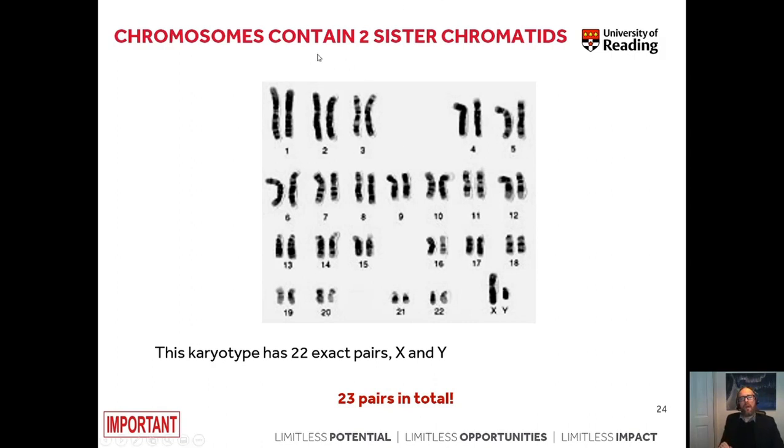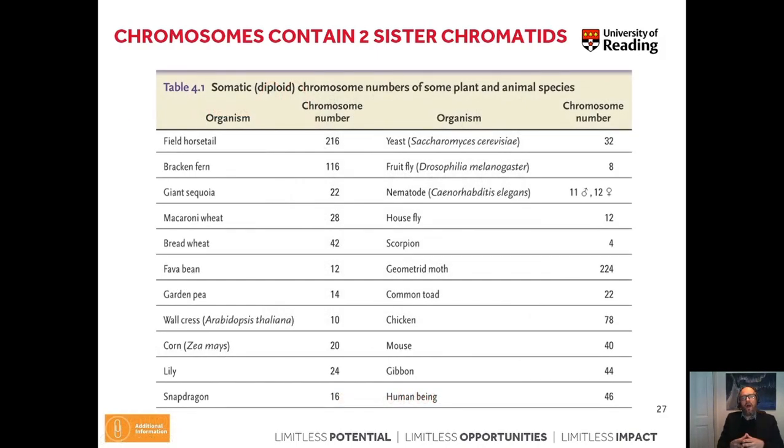Importantly, the autosomes are always nearly identical pairs. In contrast, the sex chromosomes can be different. In males, the sex chromosomes are X and Y. In females, they are 2 X chromosomes. So we refer to those individual chromosomes as sister chromatids.